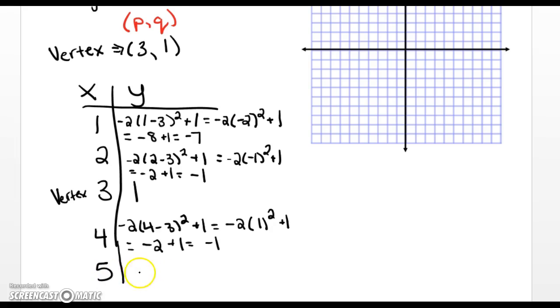Then we have x equal to 5. So we have negative 2 times 5 minus 3 squared plus 1. 5 minus 3 is 2. So we have negative 2 times 2 squared plus 1. 2 squared is 4, and 4 times negative 2 is negative 8. Then plus 1 would give you negative 7. So once again, we have those matching y values. So it tells us we're on the right track.